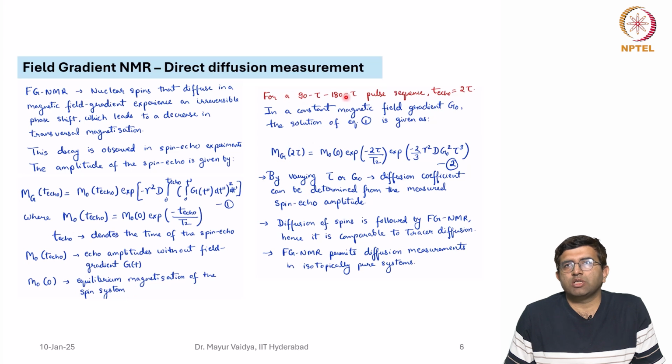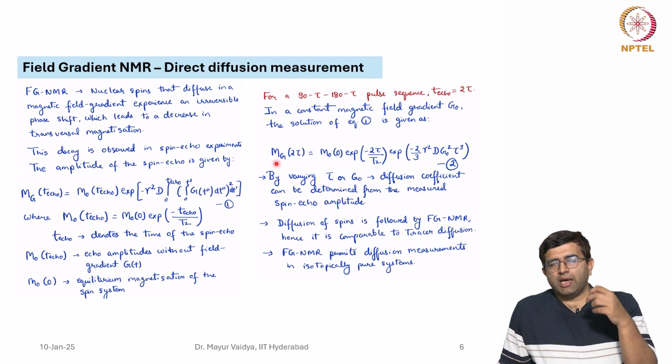Remember, we are talking about this particular sequence. So, Mg, which is dependent on 2 tau, is equal to M naught 0 exponential minus 2 tau by T2 multiplied by exponential minus 2 by 3 gamma square D G naught square tau cube. So, now by varying tau or by varying G naught, the constant magnetic field gradient, the diffusion coefficient can be determined from the measured spin echo amplitude.